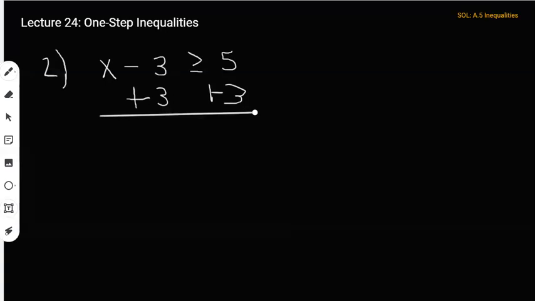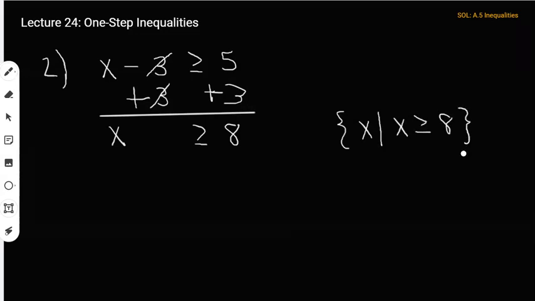And then the minus 3 and the plus 3 are going to cancel out on this side. And then 5 plus 3 is going to give you 8. So x is greater than or equal to 8. My solution set is going to be all the real numbers x, such that x is greater than or equal to 8. So that's my solution set.